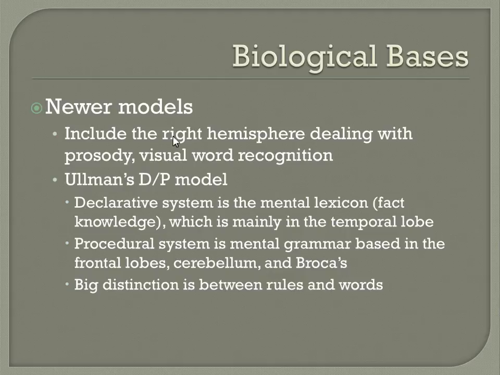But some of these newer models include some things that we've learned since then. Which is information about prosody, so the rhythm of language. We are a rhythmic language, that's a syllables thing. And visual word recognition. That tends to happen in the right hemisphere. So there's another model called Ullman's DP model, for declarative procedural. The declarative system is the mental lexicon. That's your fact knowledge. That's mainly in your temporal lobe.